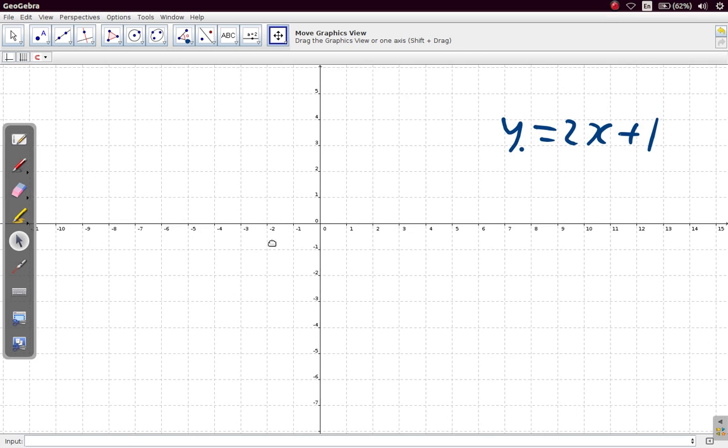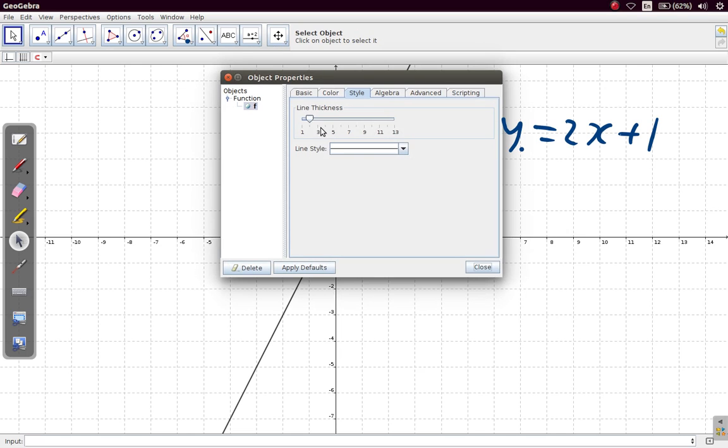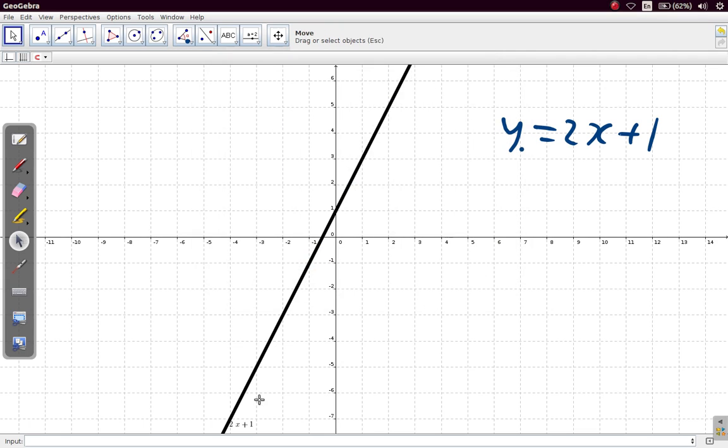Let me move this here. But for now, we want to see what would happen when we plot y is equal to 2x plus 1. So 2x plus 1. Here it comes. We have it. Now, let's make a bit of adjustment to our line, make it easier to see. And I want the label on it. 2x plus 1 is our line.